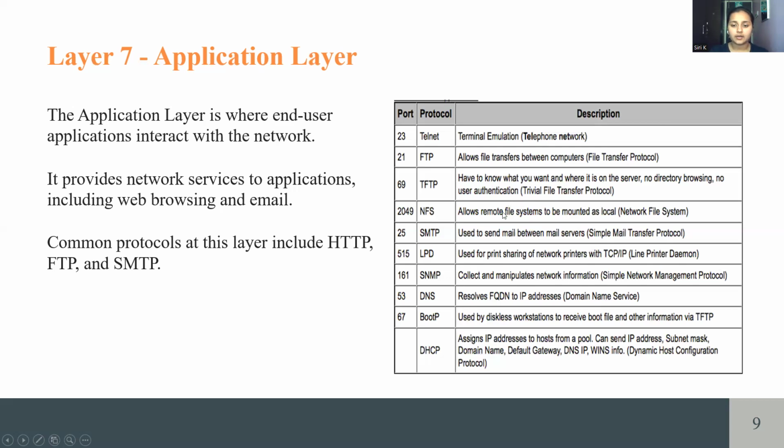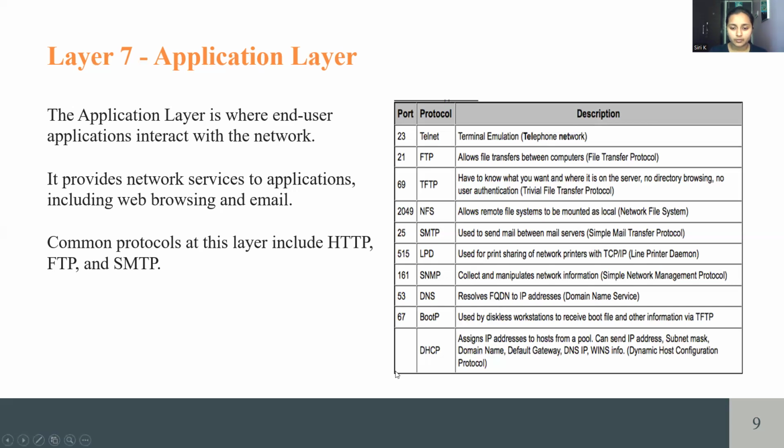Port 2049, NFS, allows remote file systems to be mounted as local, that is, network file system. Port 25, SMTP, is used to send mail between mail servers, that is, simple mail transfer protocol. Port 515, LPD, is used for print sharing of network printers with TCP/IP, line printer daemon. Port 161, SNMP, that is Simple Network Management Protocol. The description is to collect and manipulate network information. Port 53, that is DNS, Domain Name Service. The description is to resolve FQDN to IP addresses.